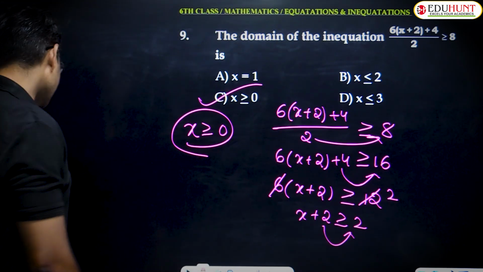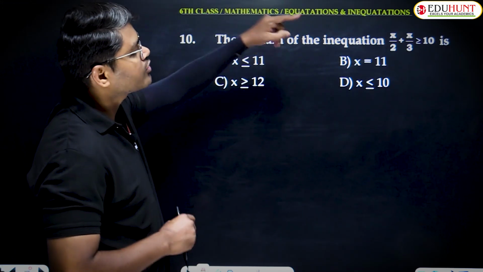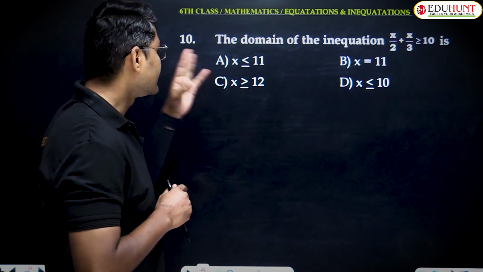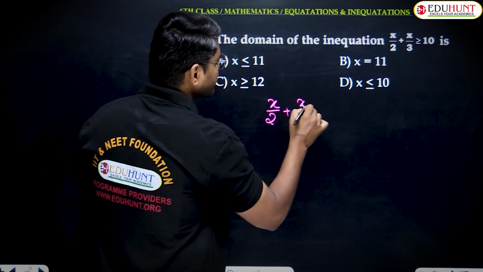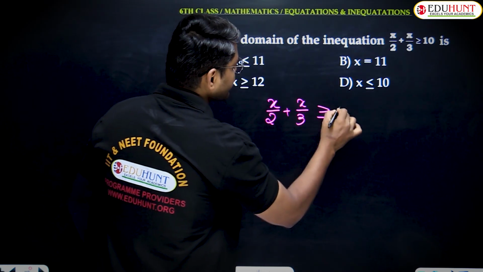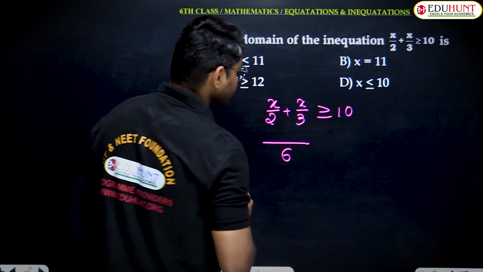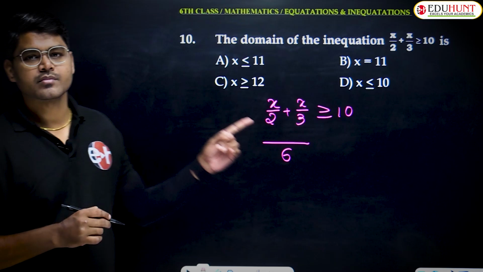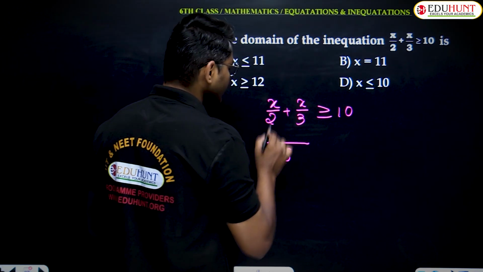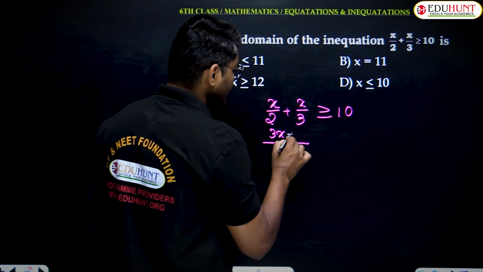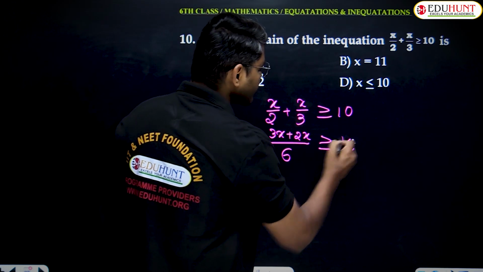Okay. Let us see the next question. The domain of the inequation x/2 + x/3 ≥ 10 is x... Just take the LCM. LCM is 6. These are co-prime numbers, and the LCM of co-prime numbers is always their product. Cross multiply: 3x + 2x.